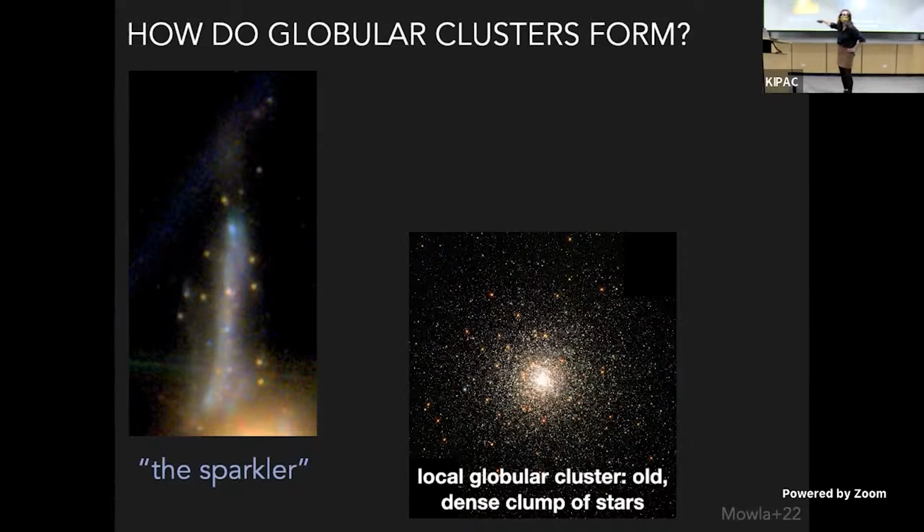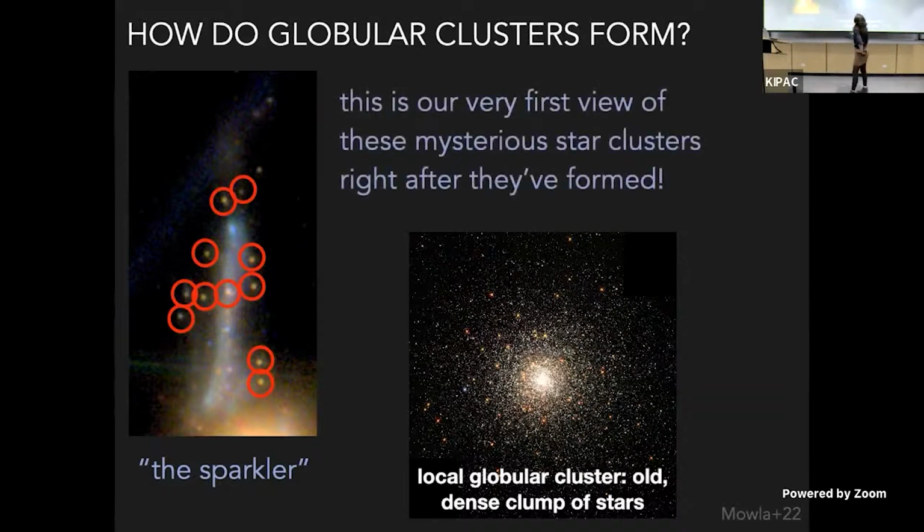And so in a paper led by my colleague Mia Mola, she looked at this. This is the Hubble image of the galaxy. It's just completely fuzzy. You then look at the JWST image. It resolves into this big long structure with all these little points. And so they're calling this the sparkler.